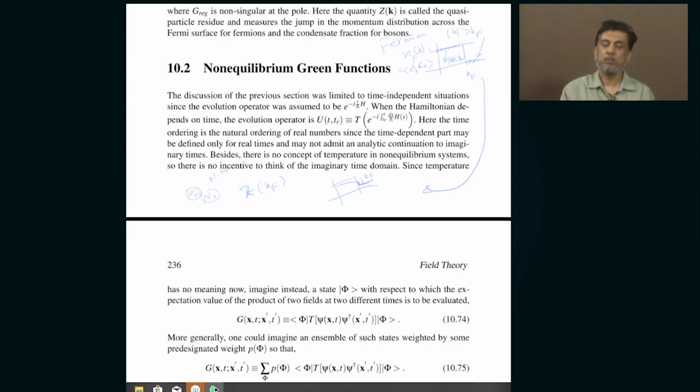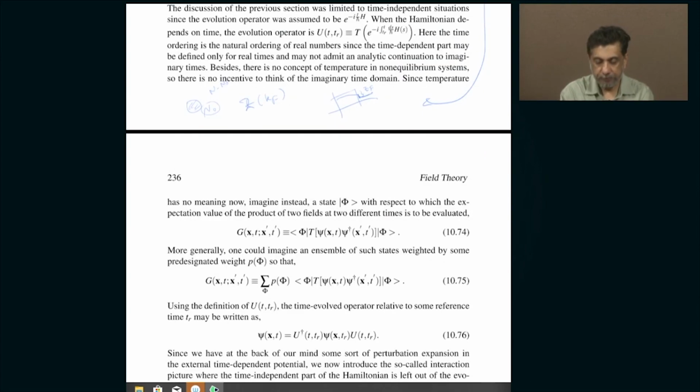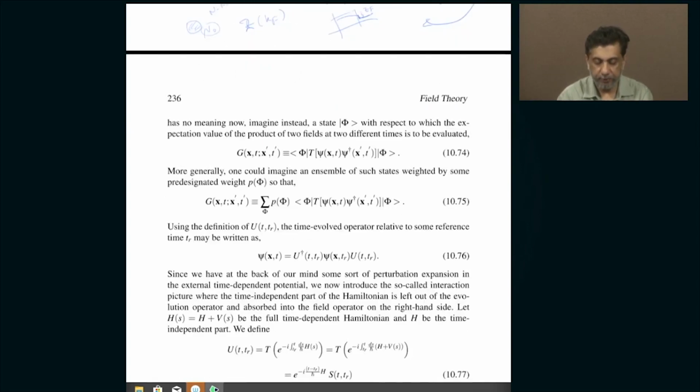So, the question is, how do I do that? To do that, I as usual introduce my usual evolution operators, the S matrix and all that, which I discussed earlier. It is very similar, except that now I have to take into account the fact that the systems that I am studying are not in imaginary time.